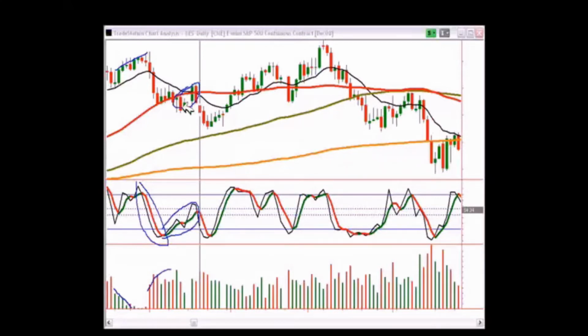What about the next move? So we got this move down, we got this move up. What about this next move down? Right, what's happening there? Well, actually, volume's actually decreasing a little bit there. That's not too encouraging.